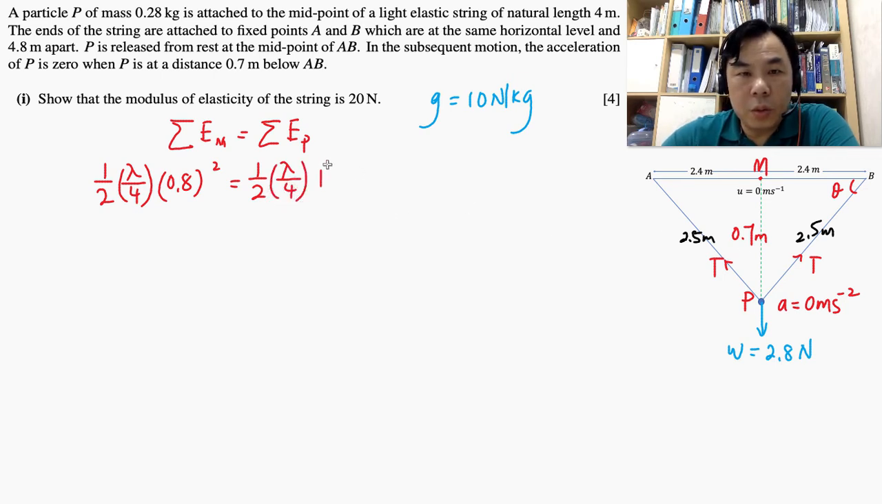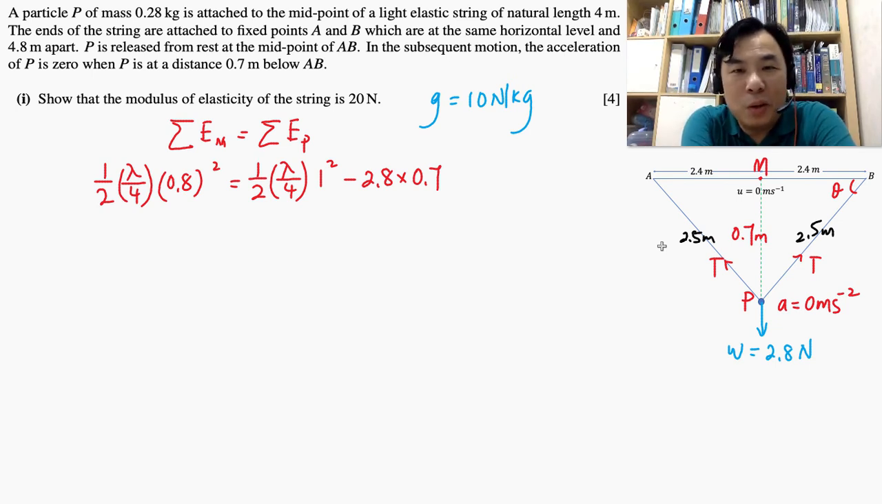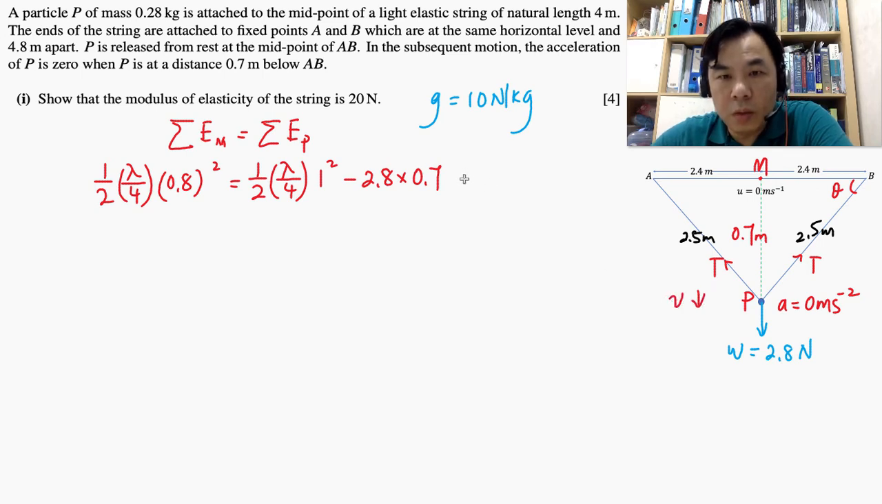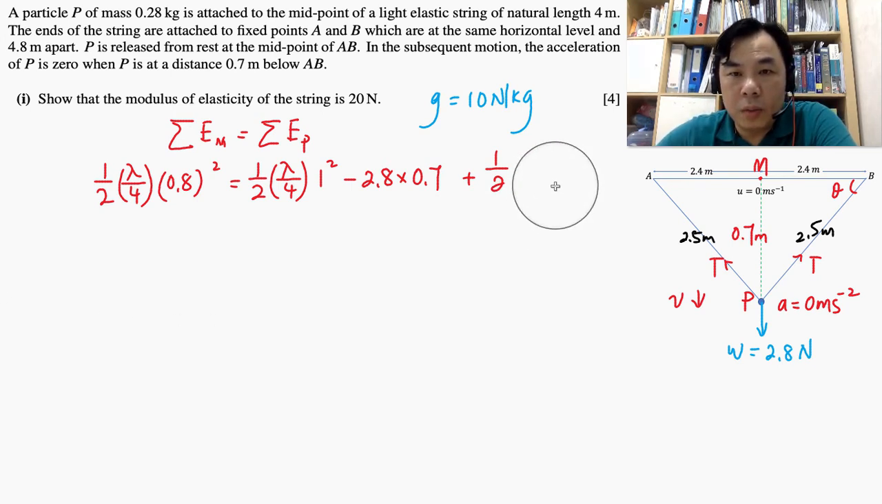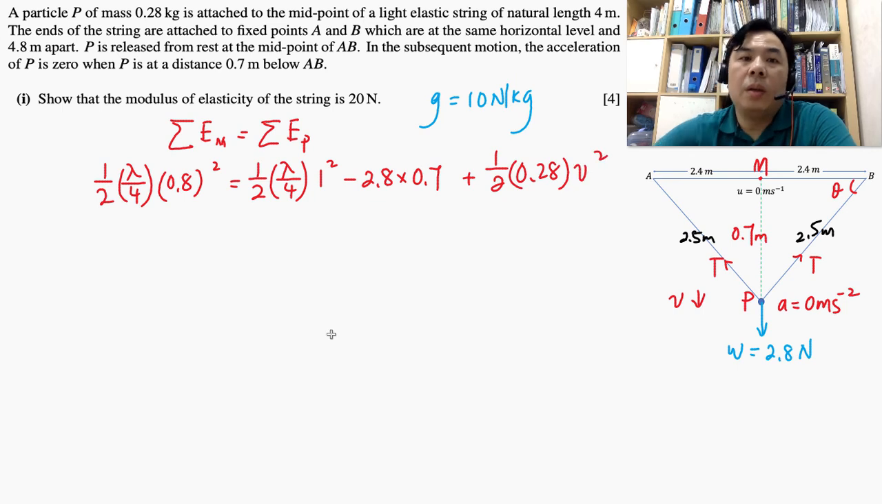Now the extension is 1, of course, at this point. We also have gravitational potential energy, which is 2.8 by 0.7 here. And then don't forget, we know that acceleration is equal to 0. That doesn't mean velocity is equal to 0. Acceleration equals 0 just means that the object could be moving at constant speed. So at this point there will be a certain speed, which is given by half mv square, in this case 0.28 v square.